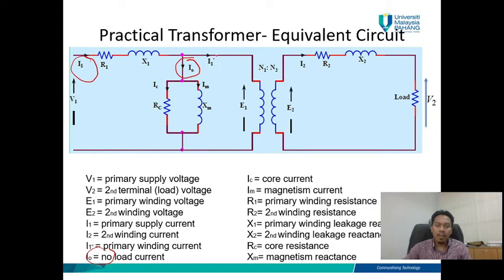Then we also have I1 prime, which is the primary winding current. The primary winding current represents the current flowing in the winding. Then we also have I2, which is the secondary winding current, and V2 represents the voltage at the load, or V2 is the terminal load voltage.